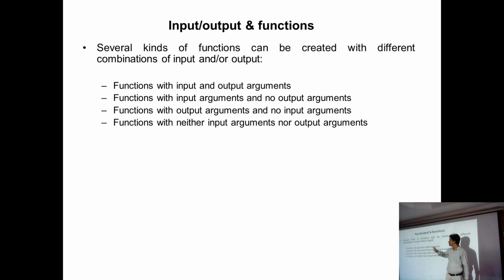So there are four divisions. Either you can write programs using functions with input and output. That means you are writing the program by sending the inputs as well as the outputs. Both input and output arguments. Second classification, only input arguments, no output. Third classification, only output but no input. Last classification, we are not sending any input, we are not accepting any output, but we will use functions for writing all the code.